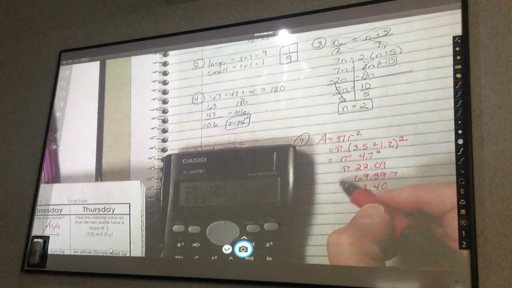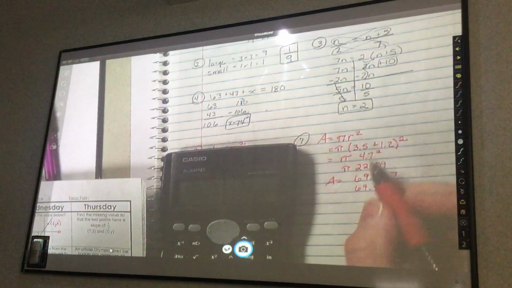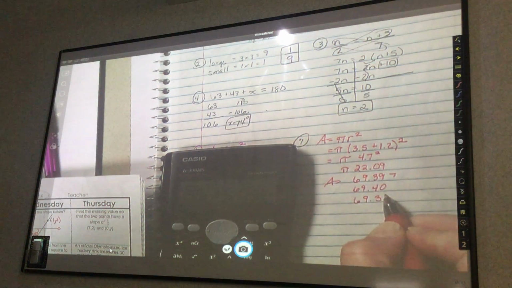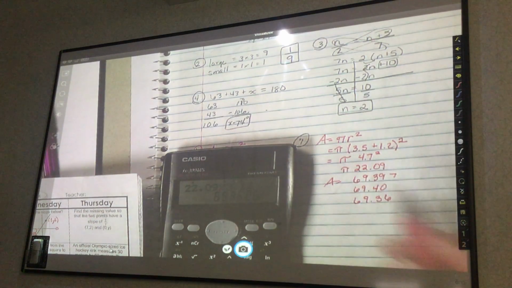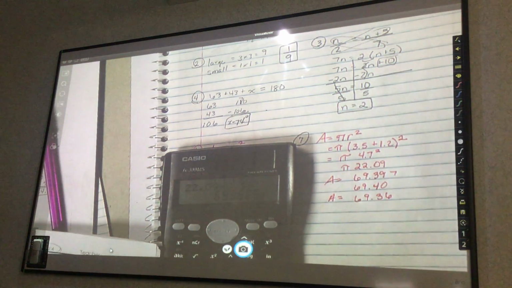If I use the 3.14, I get 69.36. Okay, so that's the area of the large circle.